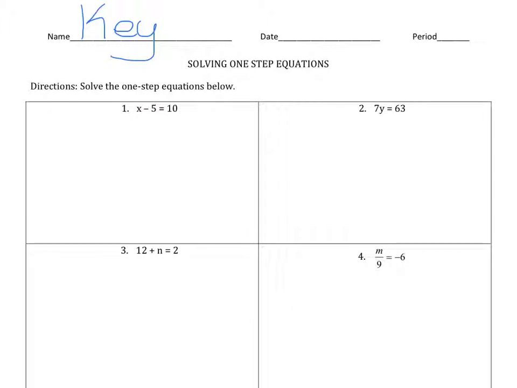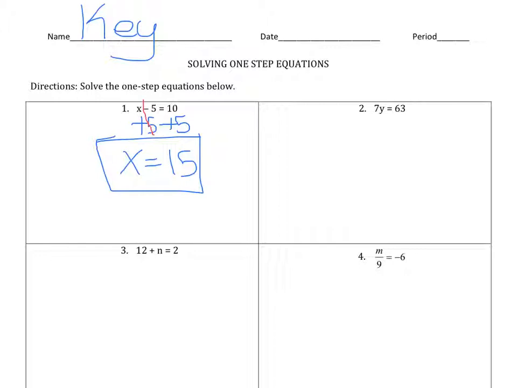To move the 5, I use the inverse operation, and the inverse of minus 5 is plus 5. But whatever I do to one side of the equation, I have to do to the other, so I'm adding 5 there as well. The minus 5 and the plus 5 cancel each other out, so I'm left with an x. And then 10 plus 5 is 15. So x is equal to 15.